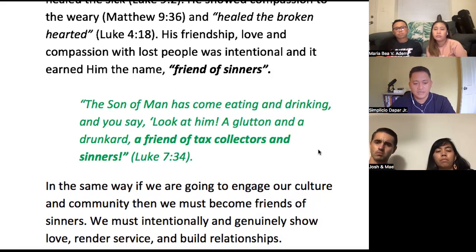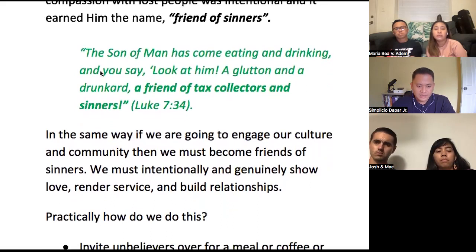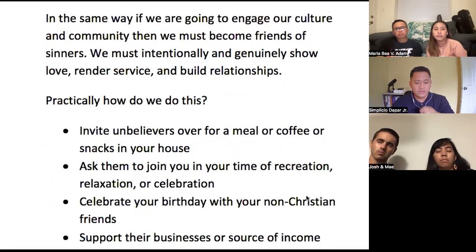The Son of Man has come eating and drinking, and you say, look at him, a glutton and a drunkard, a friend of tax collectors and sinners. So obviously in Luke 7, Jesus was drinking, he was eating with them. But again, it's not drinking to be drunk. In the same way, if we are going to engage our culture and community, then we must become friends of sinners. We must intentionally and genuinely show love, render service, and build relationships.